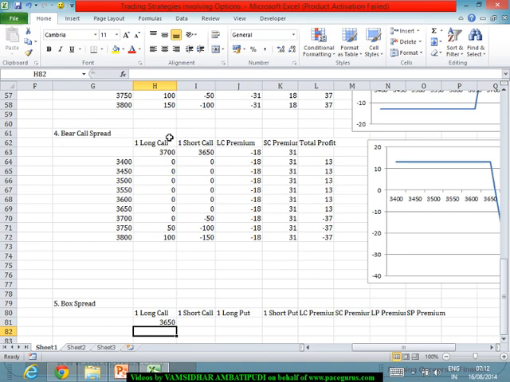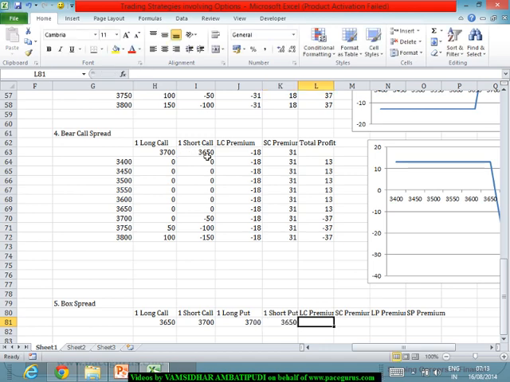Okay, so one long call at 3,650, one short call, I'll take it for 3,700, one long put also I will take at 3,700 because I'm talking about a bear put here. So in case of a bear put, I'm looking at a higher strike price put to be longed and lower strike price put to be shorted.